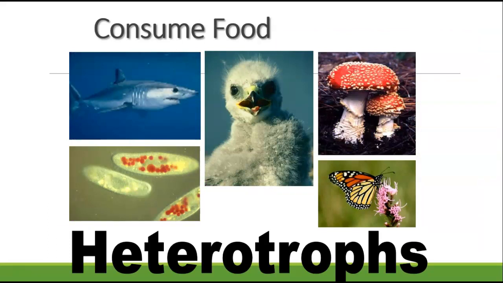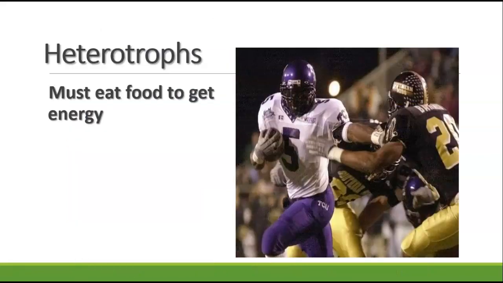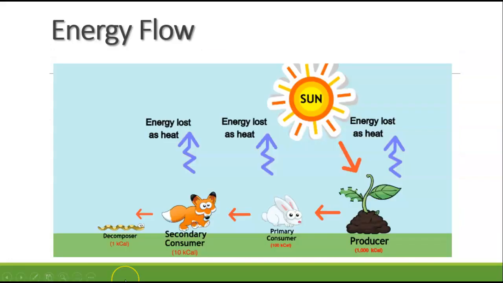Heterotrophs, of course, consume food. This includes animals. It includes fungi. Many of the unicellular organisms that live in water are also heterotrophic, as well as certain bacteria. And they have to consume their food from some other source. They have to eat food or consume it in some way to get energy for their cellular processes.